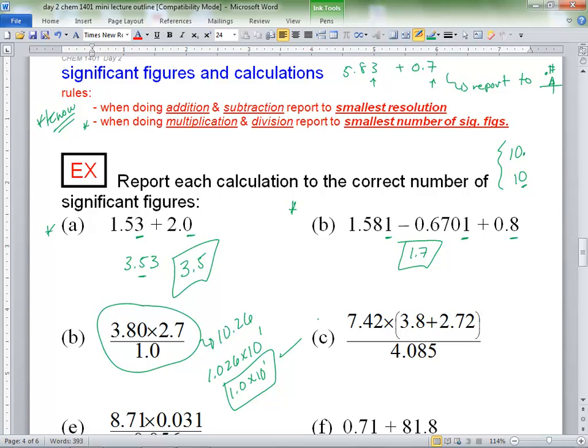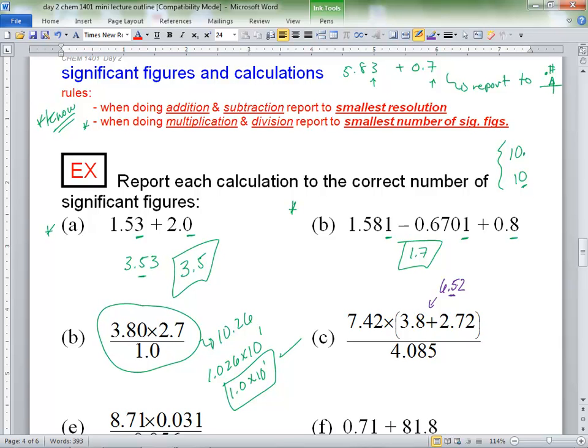You have to get the answer here using the rules. Okay? So 3.8 plus 2.72. Let's see. What is 3.8 plus 2.72? 6.52, she says. Okay, so this is 6.52. Now, where am I supposed to be reporting my answer here, according to our rules for adding and subtracting? To the which digit? To the tenths. So I need to underline it.